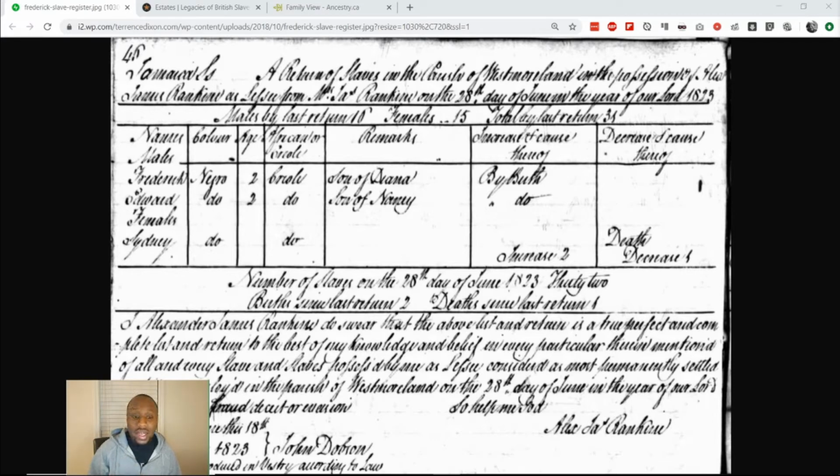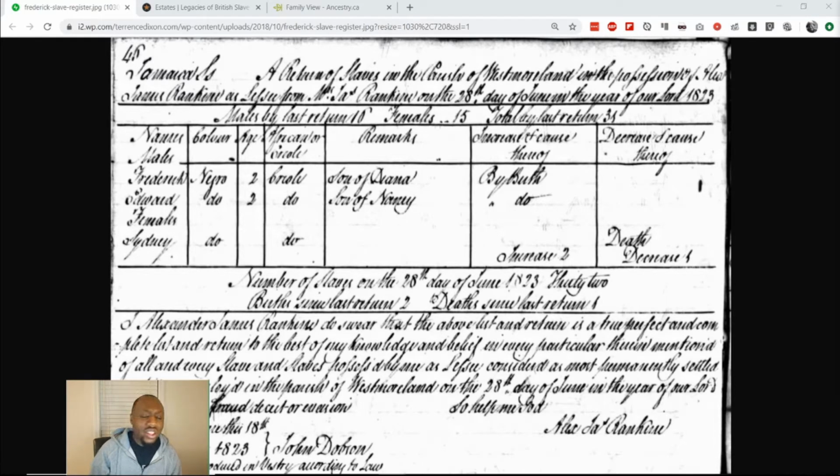So the top section says, Jamaica SS, a return of slaves in the parish of Westmoreland in the possession of Alex James Rankin as lessee from M. J. A. Rankin on the 28th day of June in the year of our Lord, 1823. So that's what this top portion says.